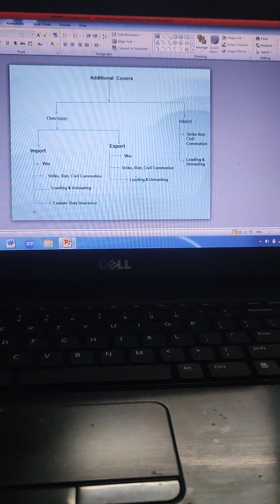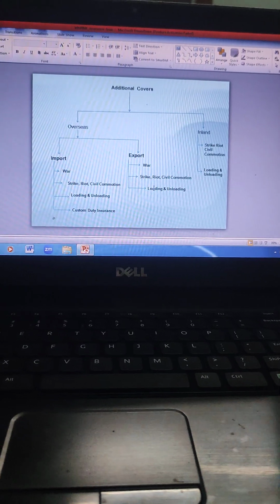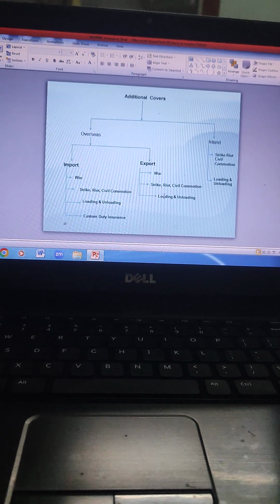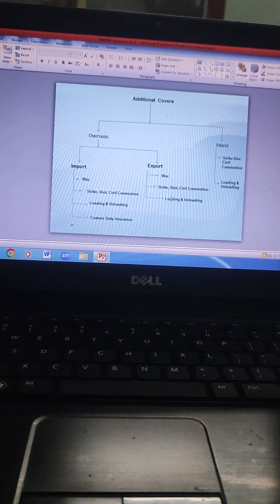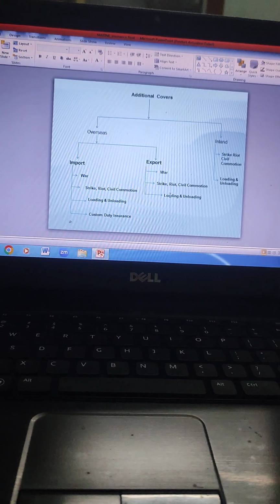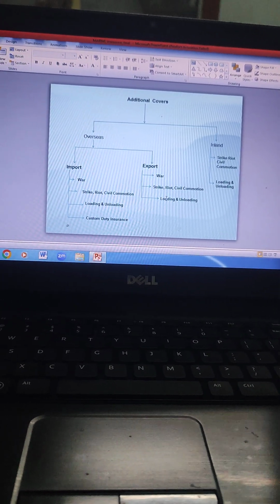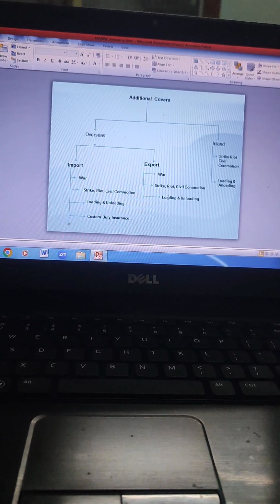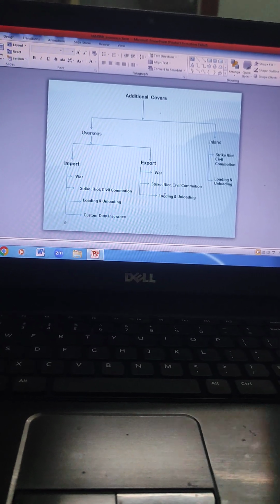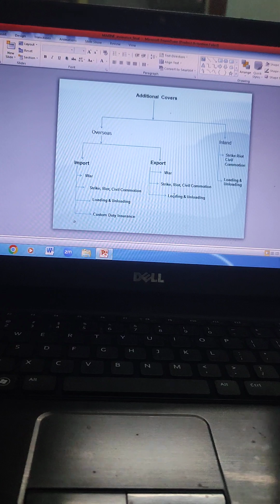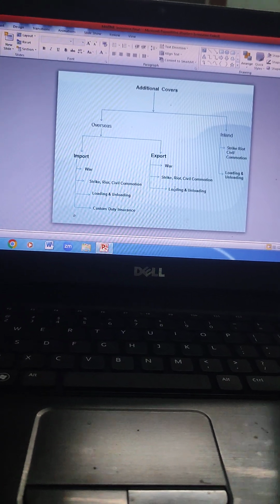So inland transit, rail or road have certain exclusions like willful misconduct, ordinary losses, insufficiency of packing, delay and inherent vice. These are certain additional covers which are available on option under overseas category for import, for export, and for inland purposes also. Strike, riot and civil commotion and loading and unloading additional covers are available.